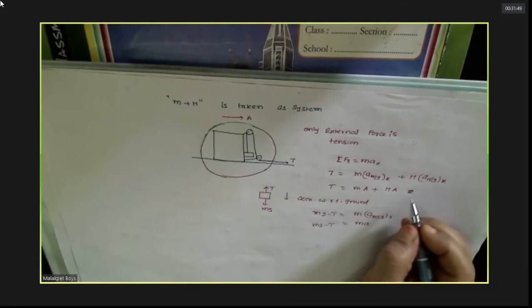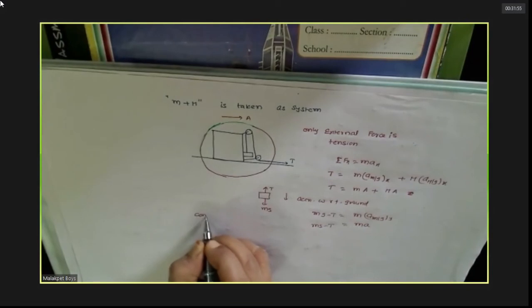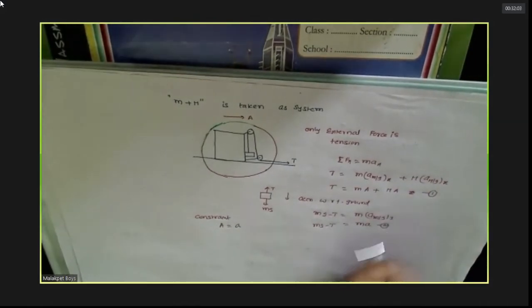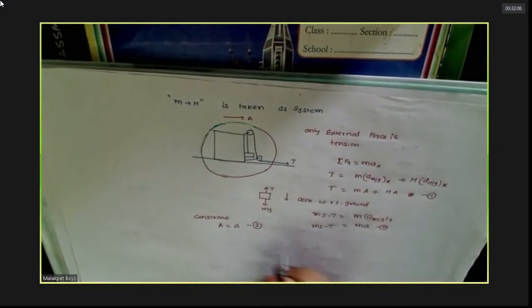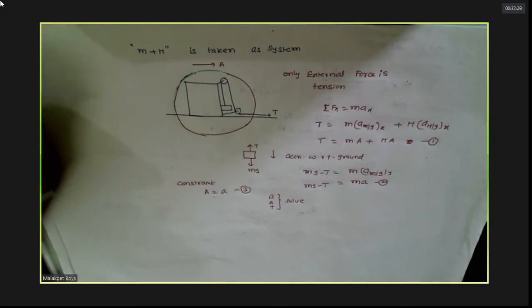How many unknowns are there? Again, the constraint relation, what you have? Another equation: A equals A. So this is one equation, second equation, third equation. Understood this? So you have A, T. Solve. Now you are confident of how to frame equations. That is required for further analysis in other chapters.